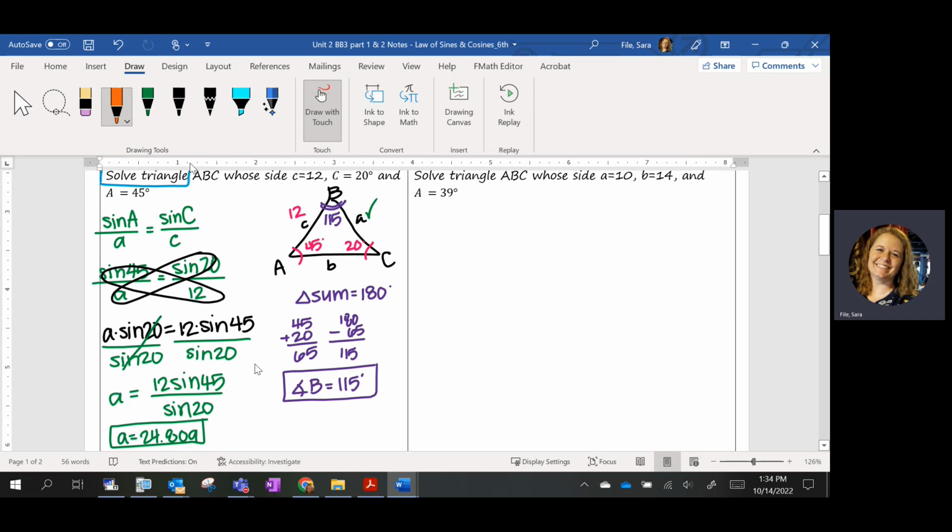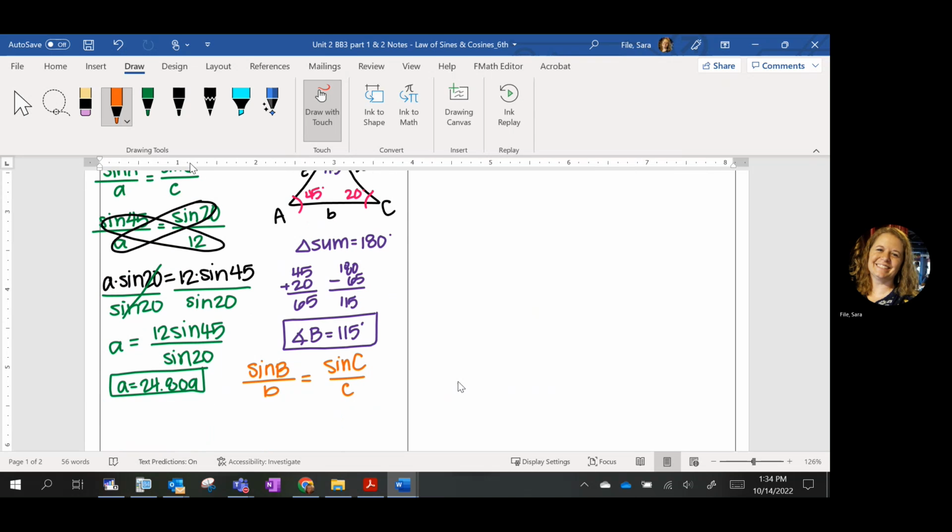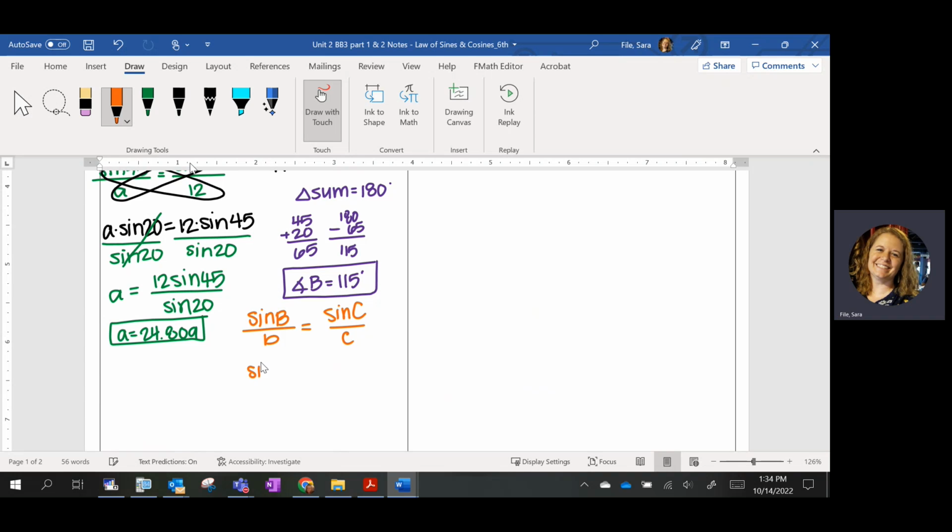All right, so I'm going to set up sine of B is to side B as sine of C is to side C. Okay, so that is 115. Now, I am having to use the fact that I found 115, but at least that's a whole number, exact value. And I would imagine you're less likely to make a mistake with adding and subtracting than with doing proportions and trig. So you had to use that anyway, because side B is what you're looking for.